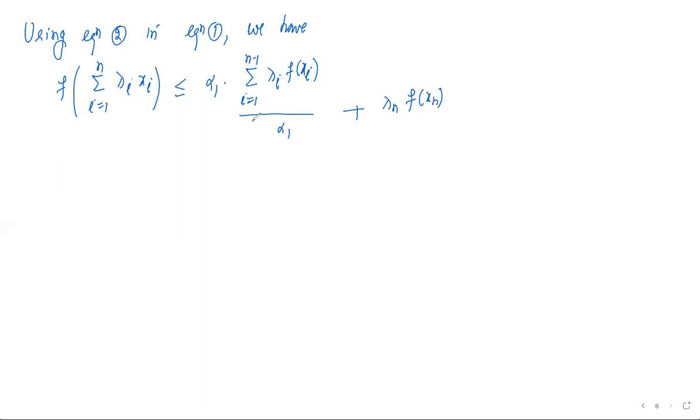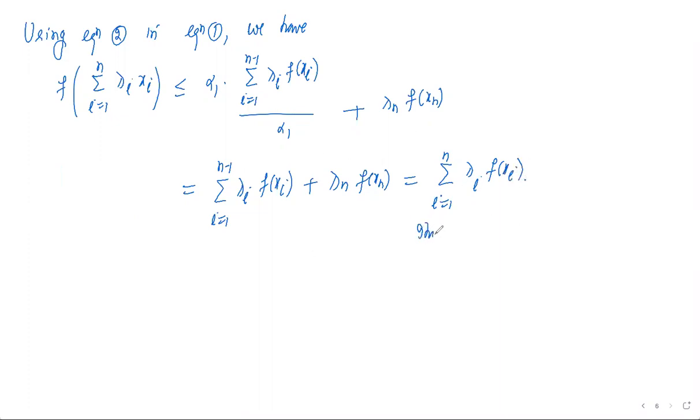So now we can cancel out this alpha 1 and alpha 1. So this is equal to summation i running from 1 to n minus 1 lambda i f of xi plus lambda n f of xn. Now combining these two terms together, we get summation i running from 1 to n lambda i f of xi. So this completes the proof.